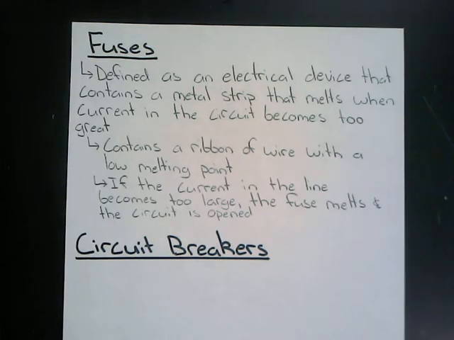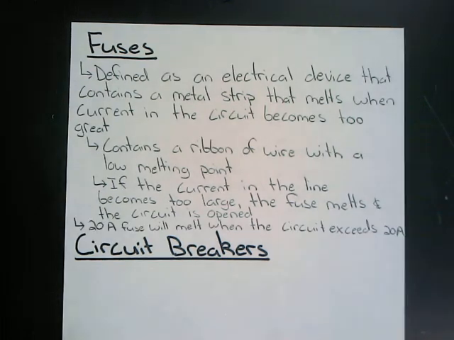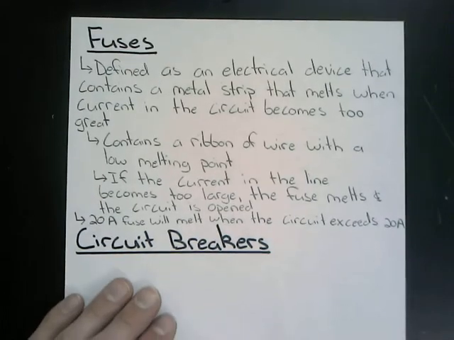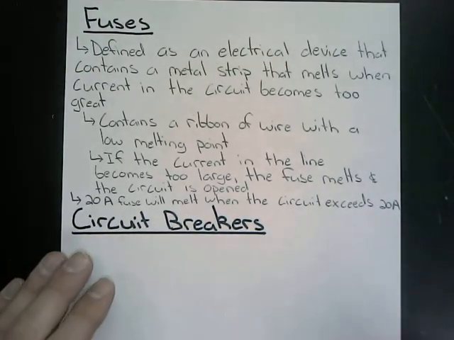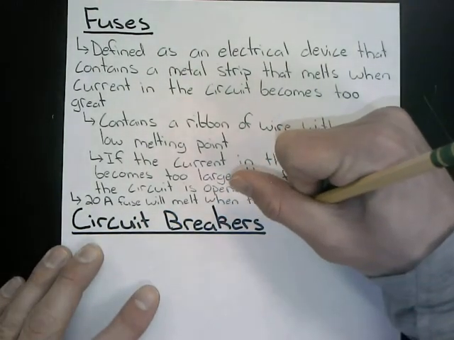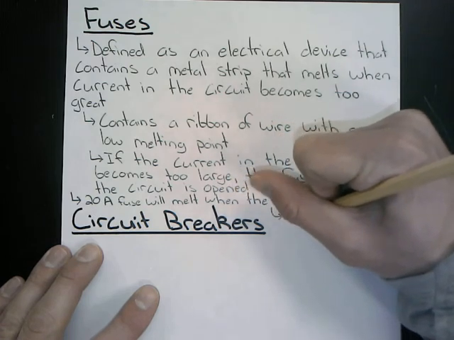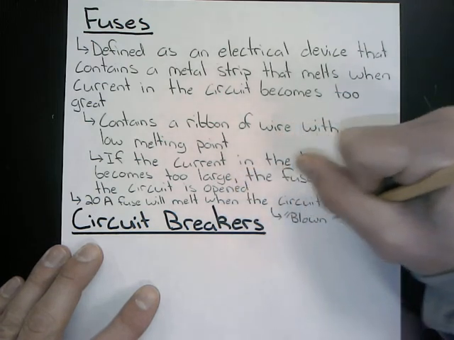So if we have a 20 amp fuse, that means that when the circuit exceeds 20 amps, the fuse will melt, and we call that a blown fuse. Again, a 20 amp fuse will melt when the circuit exceeds that 20 amps, and this is what we refer to as a blown fuse.